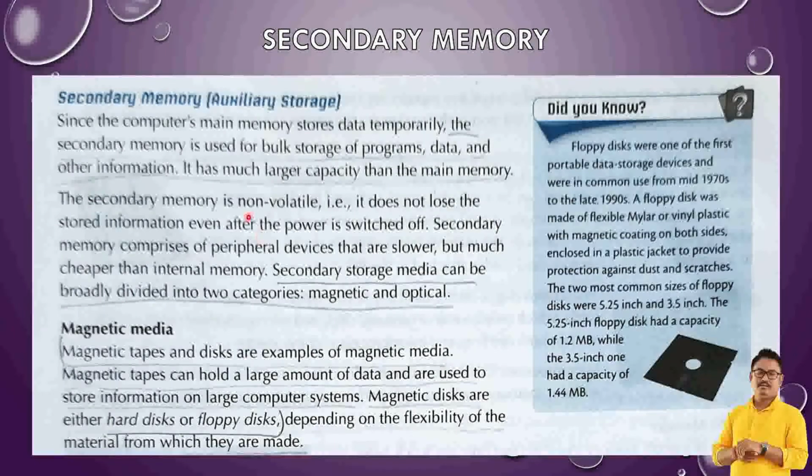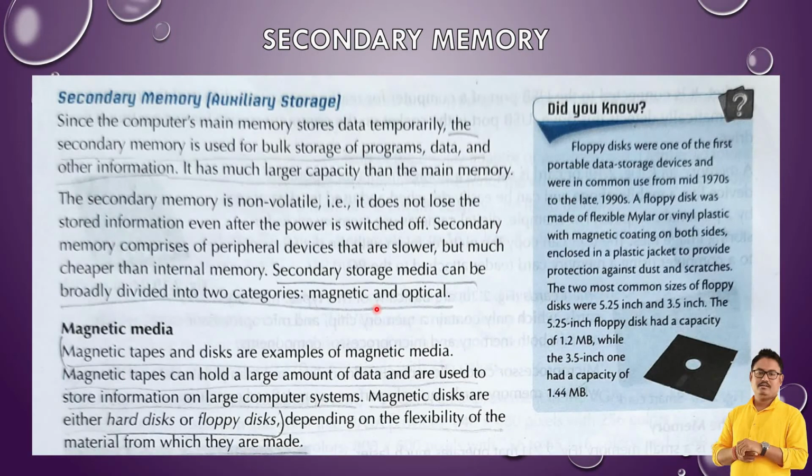The secondary memory is non-volatile. Non-volatile means that if you switch off the power supply, the data will remain there. That is, it does not lose the stored information even after the power supply is switched off. The secondary memory comprises peripheral devices that are slower but much cheaper than internal memory. The secondary storage media can be broadly divided into two categories: magnetic and optical.